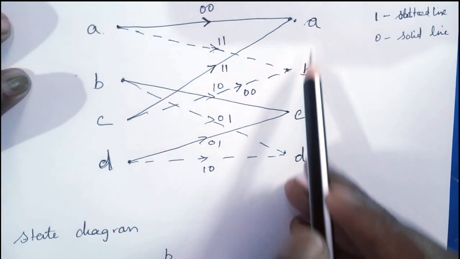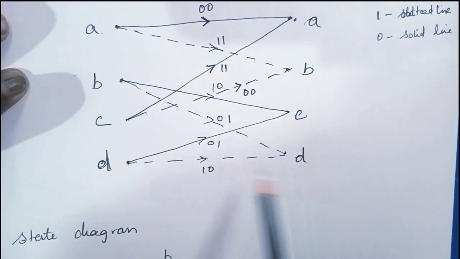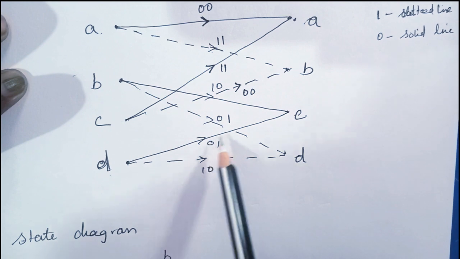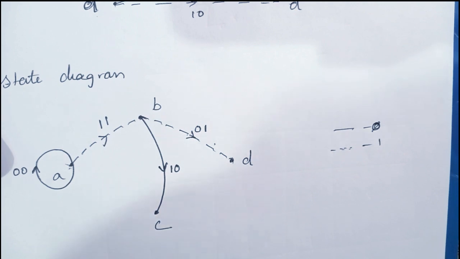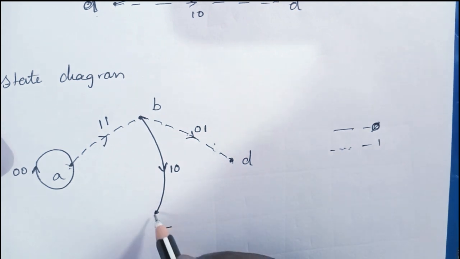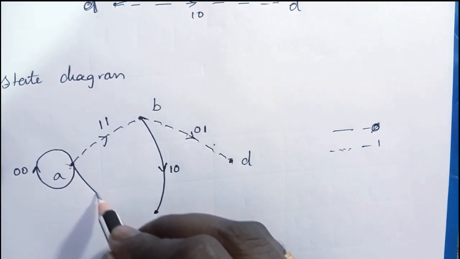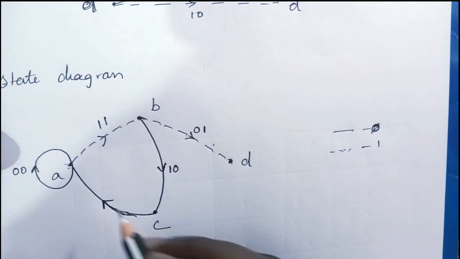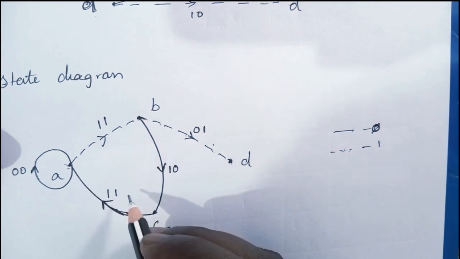C goes to A and B. If the input bit is 0, it's going to A, 1 is going to B, and D goes to C and D for 0 and 1. So correspondingly, let's also mark the output. Okay, let me complete this. From C, if the input bit is 0, it goes to state A. And what's the output? The output is going to be 1 1.